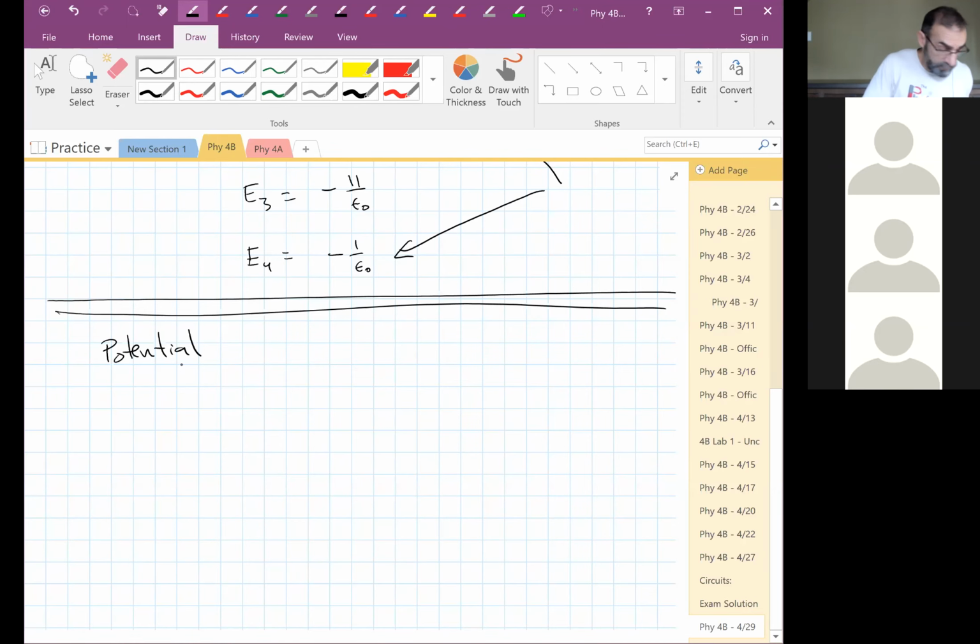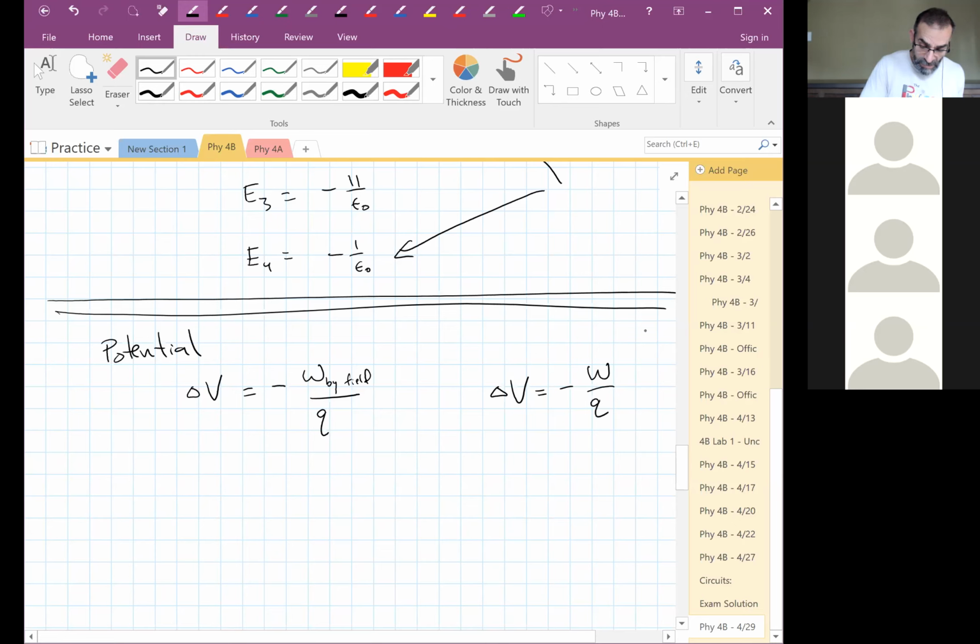So delta V was defined last time as the negative work done by the field over Q. This is the equation I told you that in all of our textbooks, it was written this way. It was always written this way in all the survey textbooks. That was the equation that was in all the books. And then all of a sudden, I forgot which edition, the 7th edition or something, they changed to this equation.